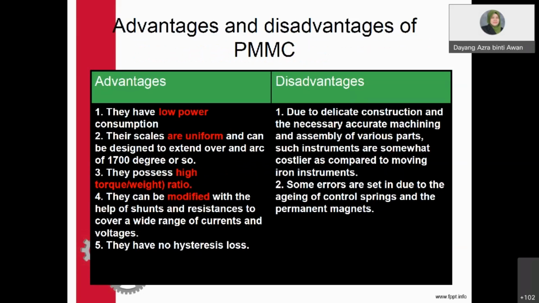Okay, so these are the advantages and disadvantages of the PMMC. They have low power, scales are uniform, a very high torque, and also a high torque-to-weight ratio. They can be modified by changing the shunt resistance value, and they have no hysteresis loss. But the problems of the PMMC are sometimes the aging of the control springs and also the permanent magnet. And then they also have a delicate construction. Okay, so these are all the disadvantages of the PMMC.